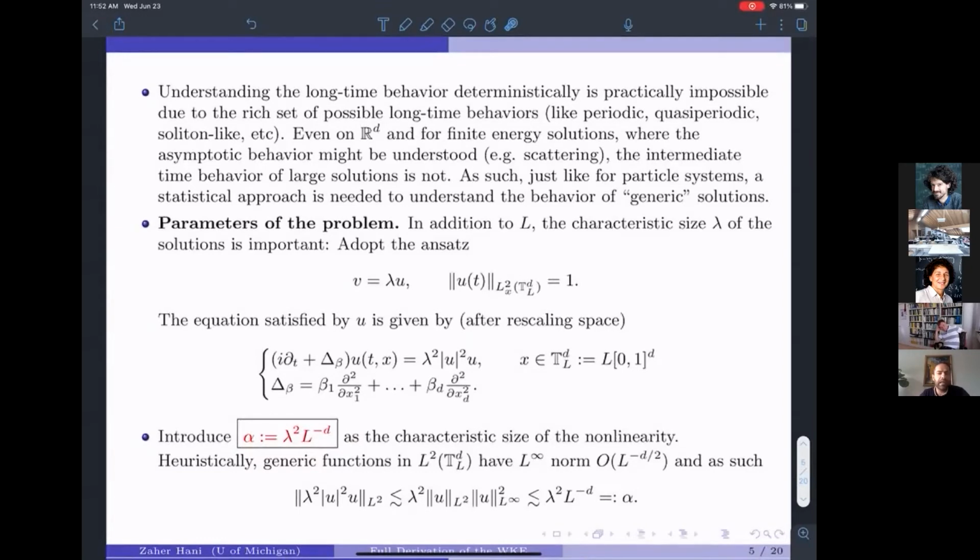And the reason for that is the following. If you think of a generic solution in L2 that is normalized to have size 1, then with high probability, its L infinity norm is of order L to the D minus 2. This is just a statement that with high probability, such a field does not have too many spikes, if you like. And as such, if I look at the nonlinearity and measure it in L2, I can put one copy of U in L2 and two copies in L infinity, and I get that this is bounded by lambda squared L to the minus D, which is what I defined as alpha. But for now, I'm just defining this alpha in order to replace the parameter lambda, just for convenience.